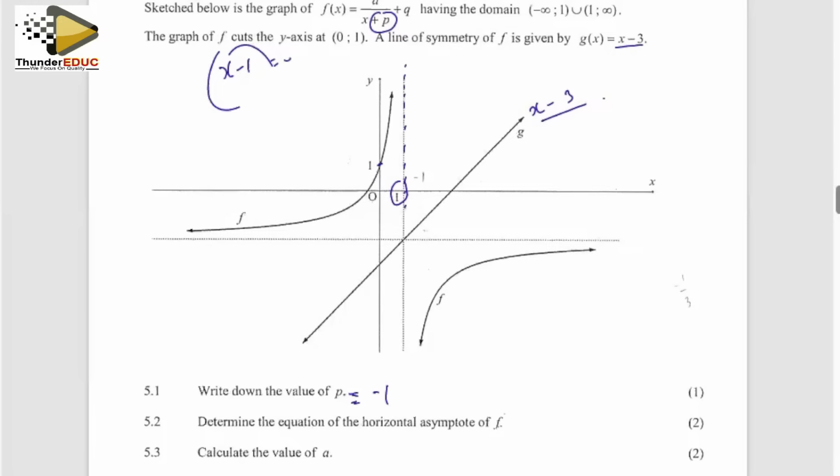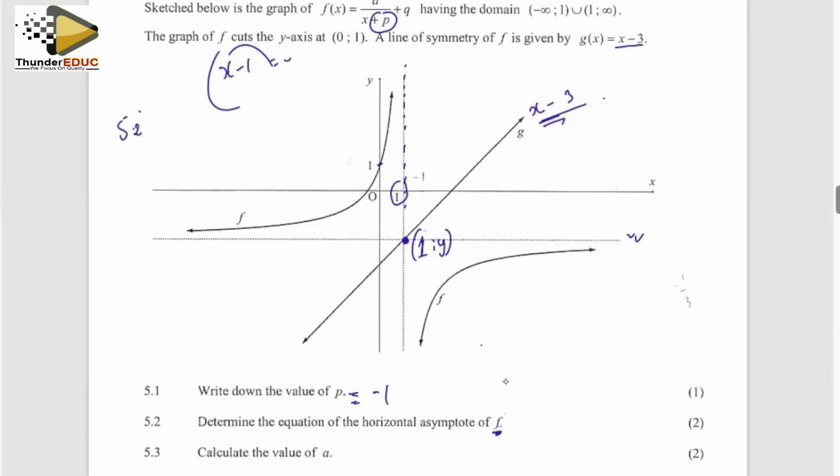So if p is -1, then I need to move on to the next question. The next question is asking us to determine the equation of the horizontal asymptote. So what we can see is that this horizontal asymptote is intersecting with the axis of symmetry. Funny enough, that horizontal asymptote is also intersecting with the vertical. So at this point here, the x is 1. All we need is the y.